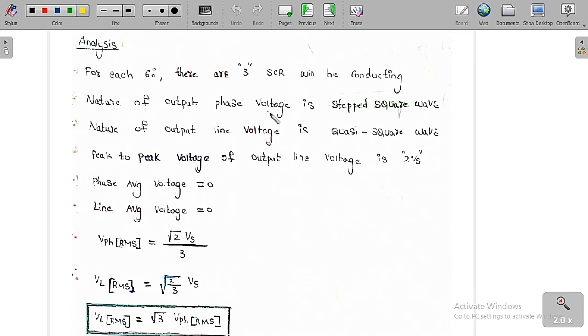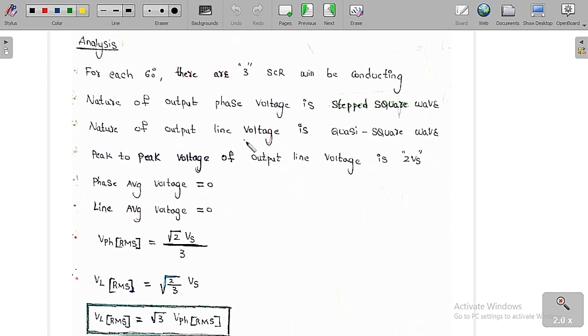So the nature of the output phase voltage is a stepped square waveform. I have already shown you Van, Vbn and Vcn. These are the graphs which have a stepped square waveform. For Van, it is plus Vs by 3, then plus 2 Vs by 3, again plus Vs by 3, again minus Vs by 3, again minus 2 Vs by 3, again minus Vs by 3. This is the format that keeps repeating.